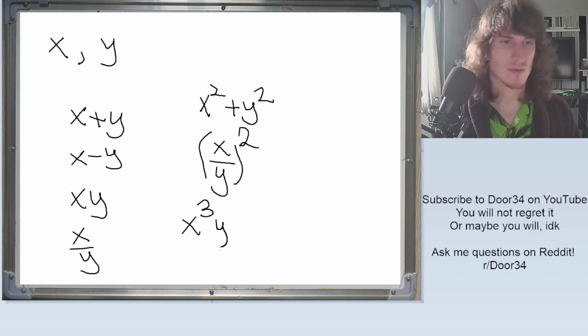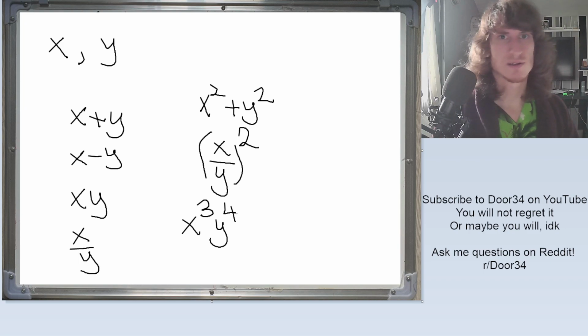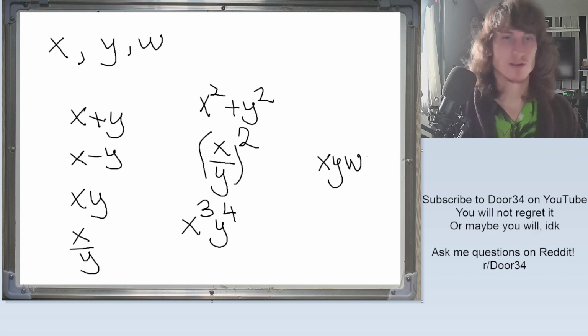x cubed times y to the fourth, and this is acceptable. And just something else of note, you can throw in even more of these variables. So let's have a w as well. So why not? So x, y, w. So that's all an expression is, it's just different ways of playing around with the arithmetic of these beginning options.